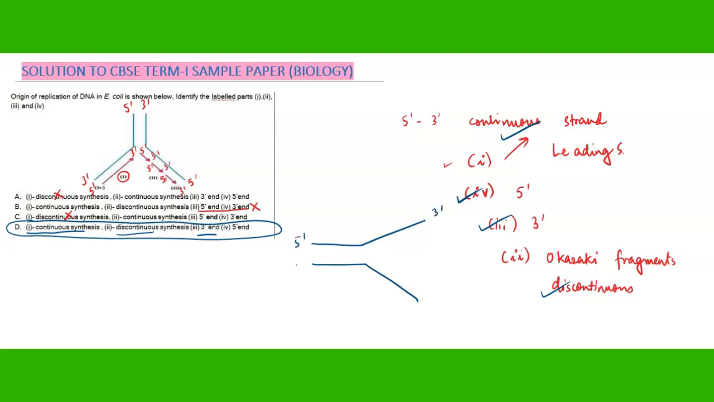Now before I sum up with this, let's conclude once again. This is 5' to 3', this is our 3' to 5'. Always remember the polarity: the leading strand is always 5' to 3' and it will be continuous, whereas the lagging strand will be discontinuous and it will show Okazaki fragments. Okay, this labeling you need to be very, very thorough with. Every year a question is coming in and we are expecting it this year too.